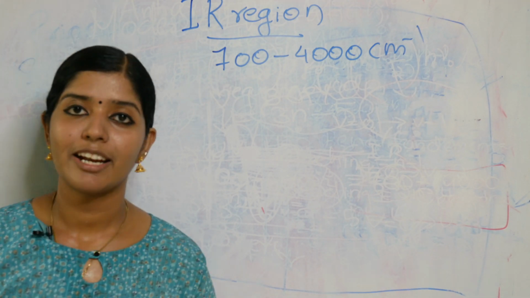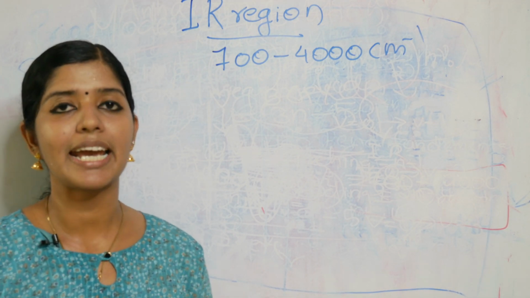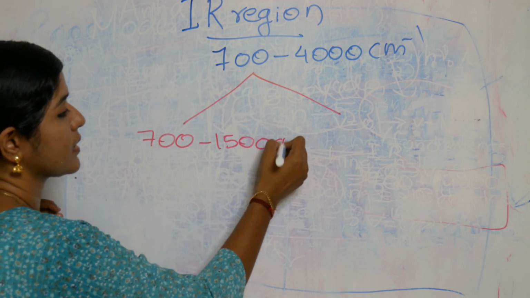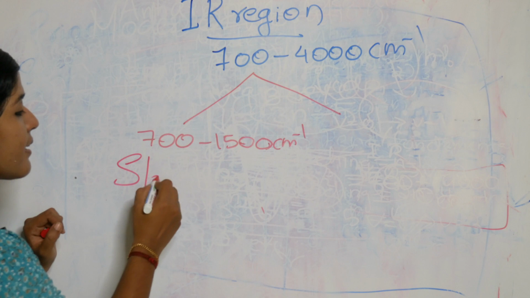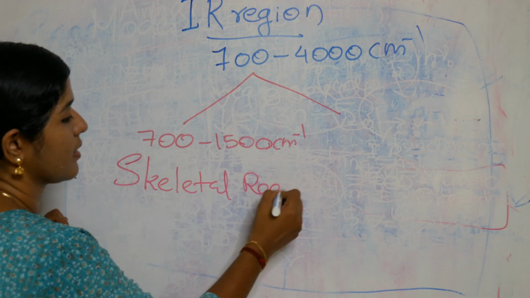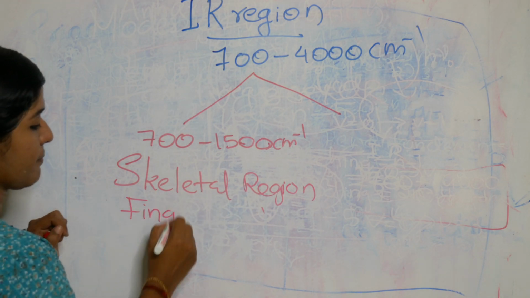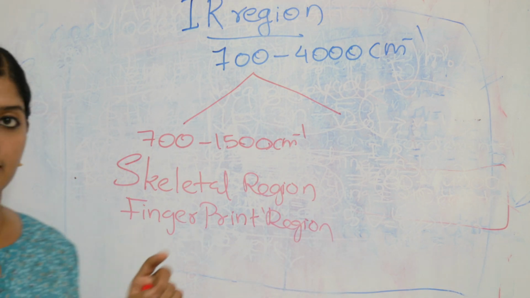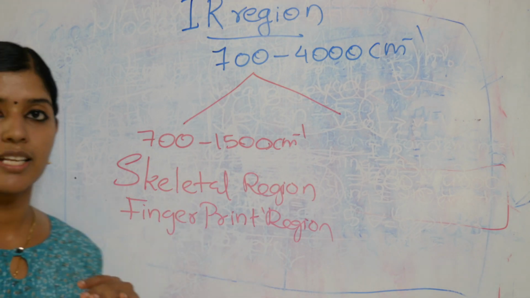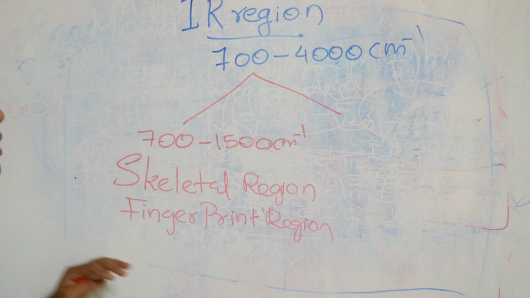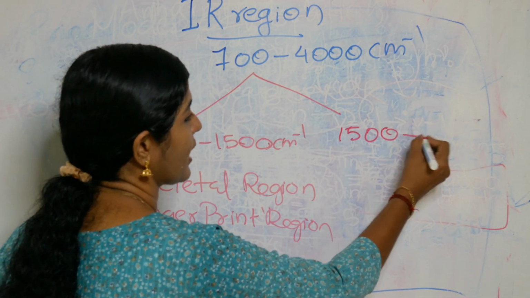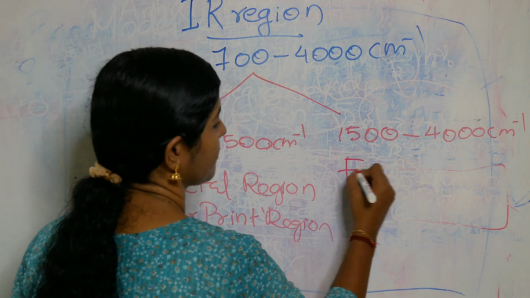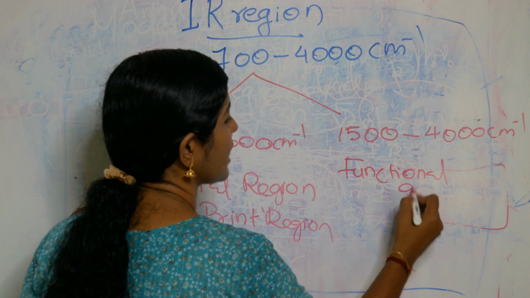Our IR region ranges from 700 to 4000 centimeter inverse. In that we have divided the IR region into two. The first region ranges from 700 to 1500 centimeter inverse, and that is called our skeletal region, also known as the fingerprint region. The second region ranges from 1500 to 4000 centimeter inverse, and that is called our functional group region.